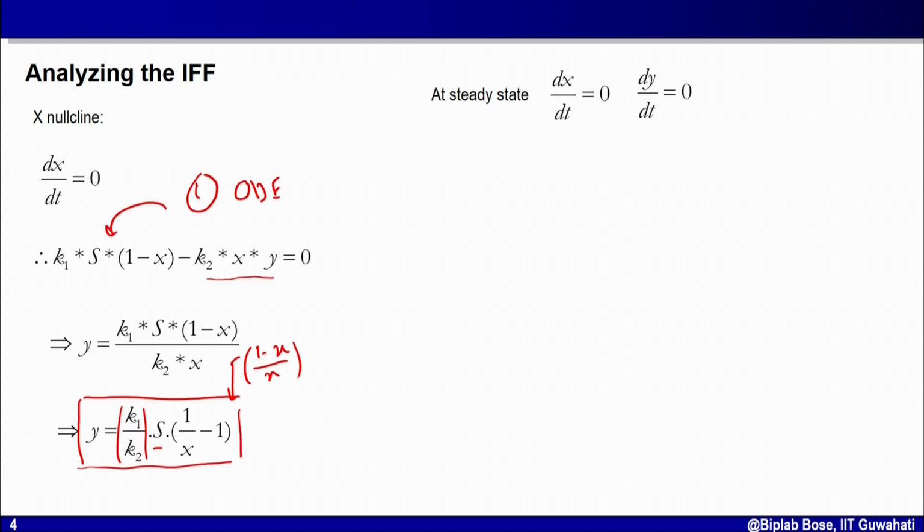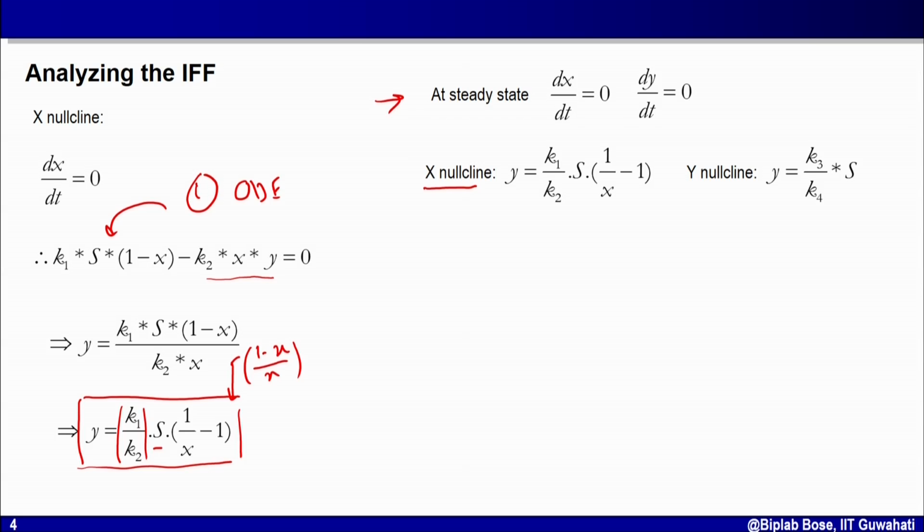So at steady state, dx dt and dy dt both are 0. My nullclines are given here. X nullcline is this one, y equal to k1 by k2 s into 1 by x minus 1, and y nullcline is y equal to k3 by k4 into s. So I can solve this by equating these two nullclines, because I want to find out the x and y value at the intersection of these two nullclines.